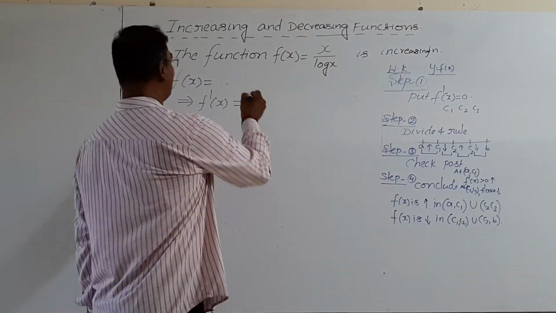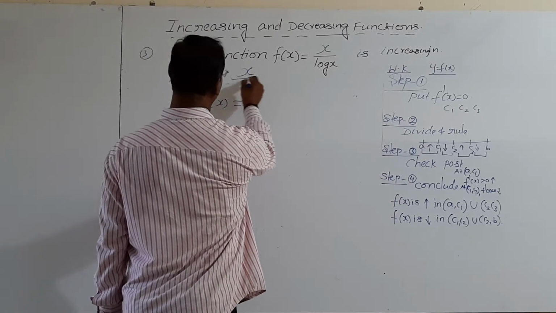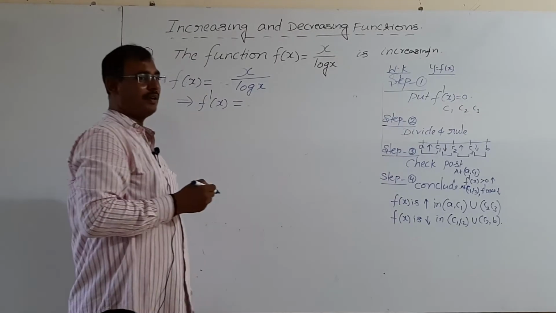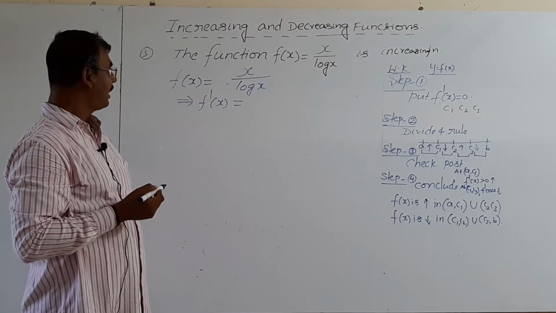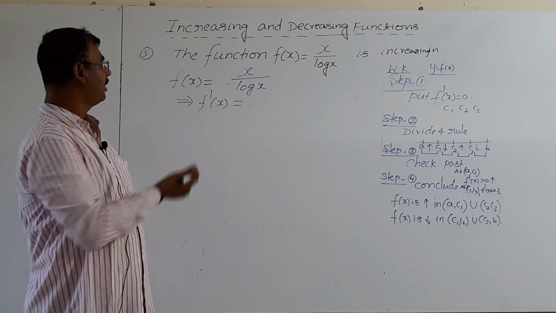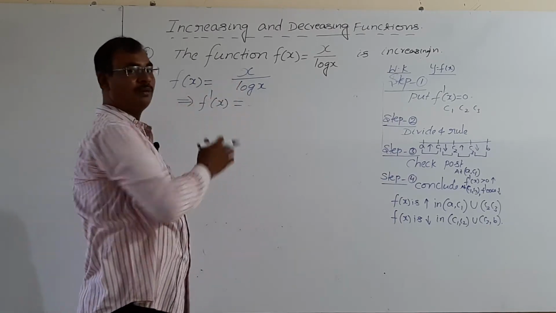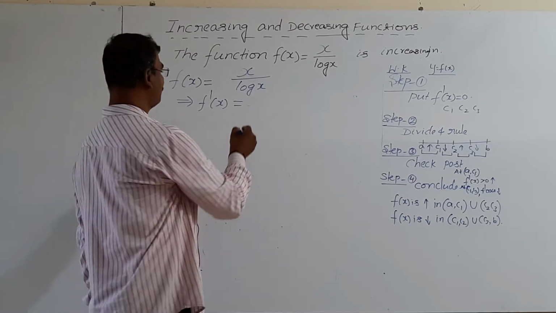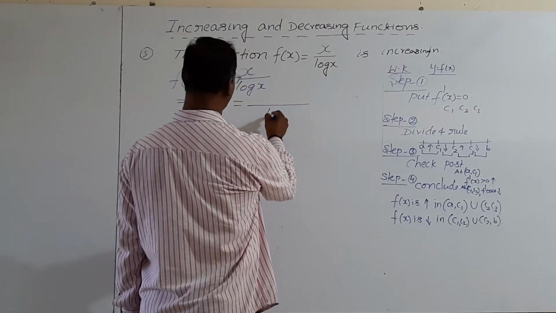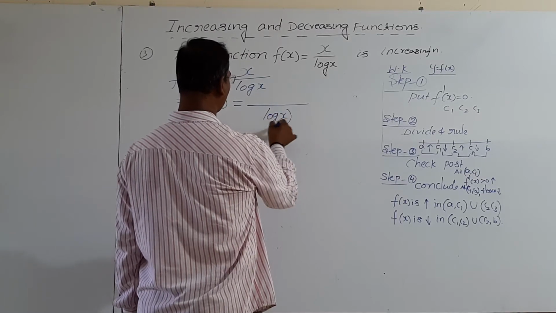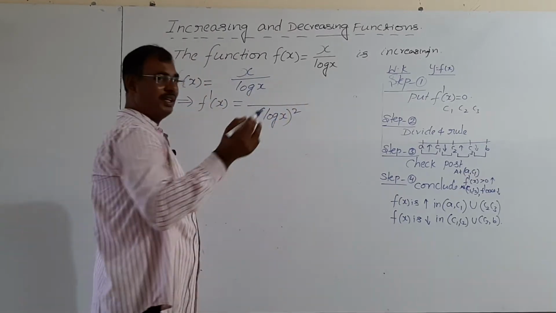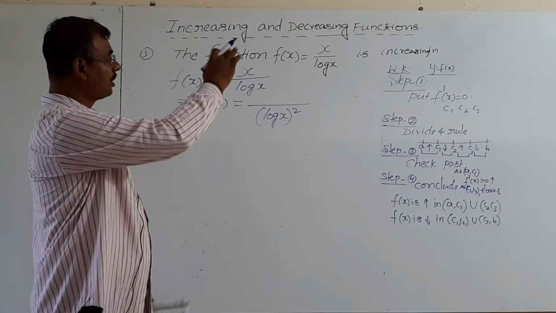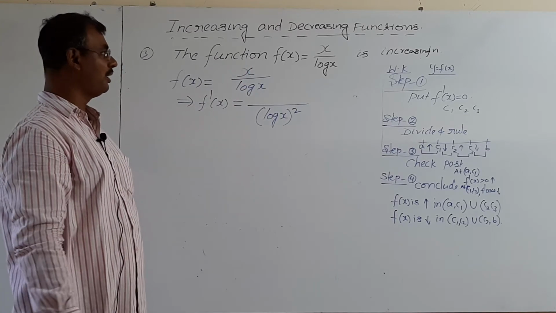Let us take f of x is equal to x divided by log x. Here, which rule is applicable? Observe: the quotient rule is applicable, so square of the denominator. If you remember the basic differentiation formulas, you can solve all types of questions whenever you know the methods. The method is mainly important.